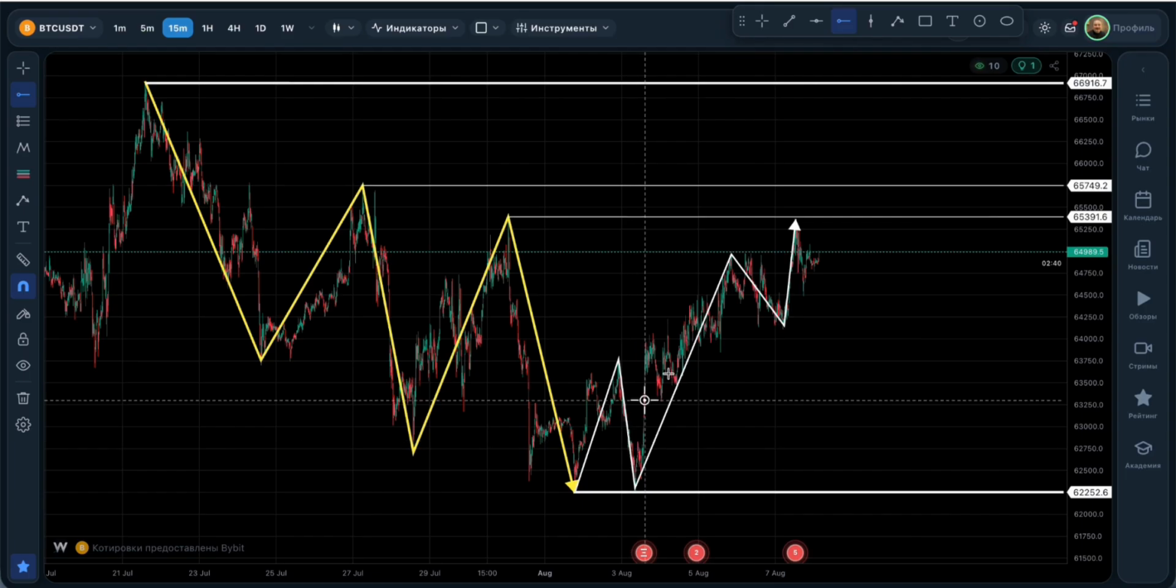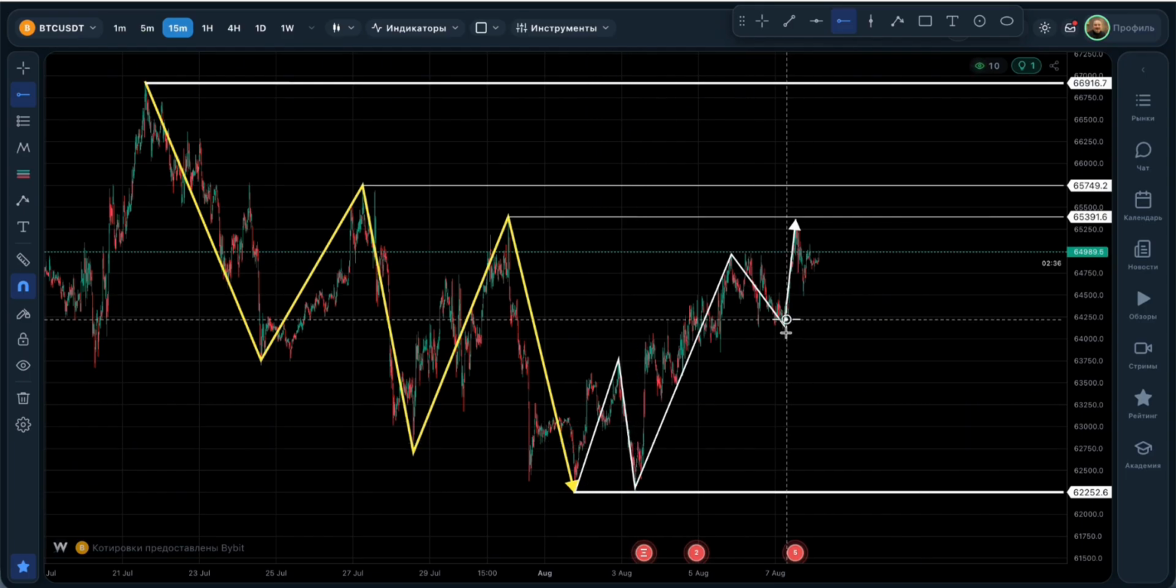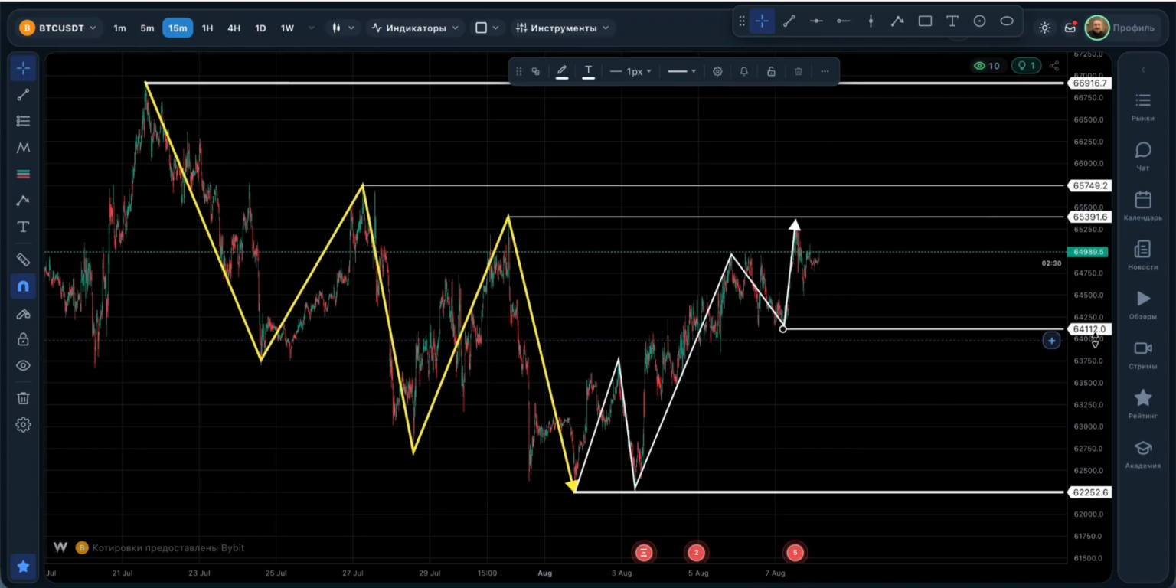Now, here is the low. This low was practically at the previous one. This is the low we are interested in. Just like that, 64,112. So we have a price range here. A breakout of one of these levels will indicate the price movement scenario for us.